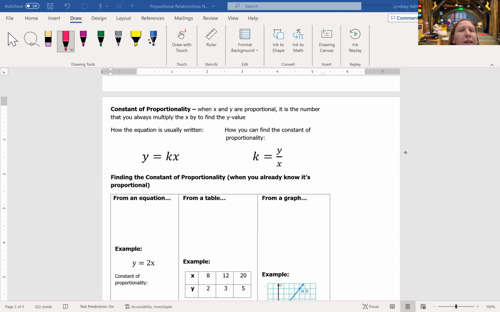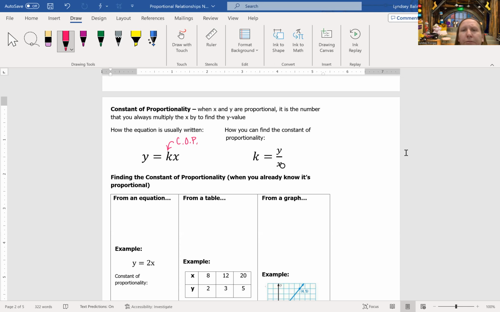We do have something called a constant of proportionality. That means when x and y are proportional, it's the number that you're always multiplying the x by to find the y value. It's kind of like the rule. Like, what are you multiplying by each time? The equation looks like y equals kx, where k is the constant of proportionality. I'm going to abbreviate it as COP for short.